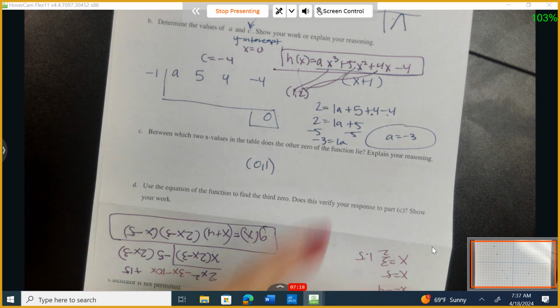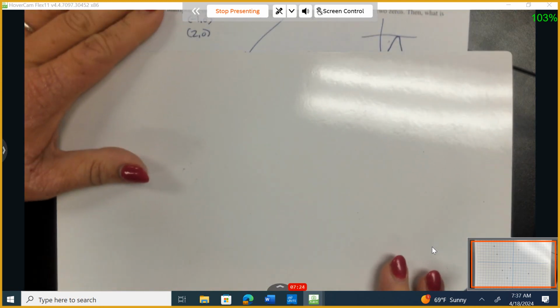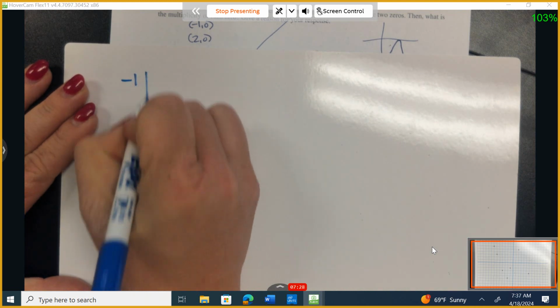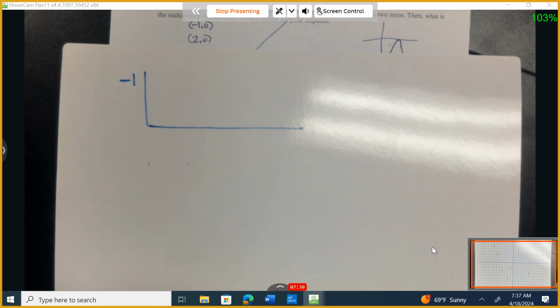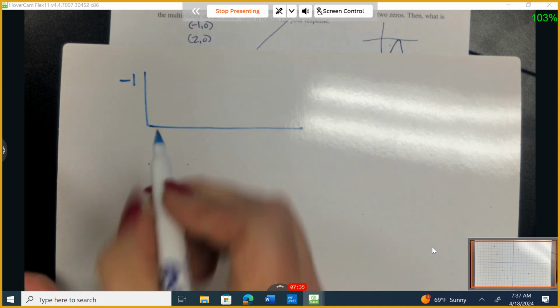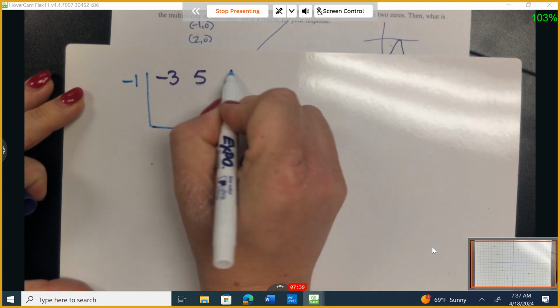So let's get started here. Let's start with negative 1. I know I don't have a lot of space here. Maybe I'll just do it right here. Here we go. Ready? Let's start with negative 1. We know negative 1 is a 0, so I'm going to do negative 1 first. We may have to do this a couple times. So here's my negative 1. And I'm putting in, what was my a again? Was it negative 3? Negative 3, 5, 4, negative 4.